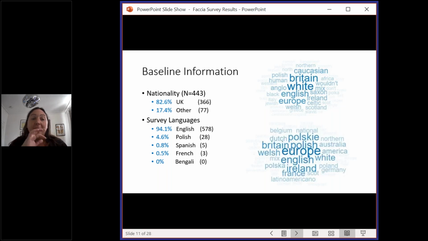And then the 77 other respondents who noted that they were other, they could be like British, Dutch. We had Latin American, Berber, Salvadorian respondents. So I feel like we kind of opened up that line of communication a little bit. And survey languages were primarily in English. We had a nice turnout of Polish respondents, and then Spanish and French as well. We had no respondents who took the survey in Bengali.